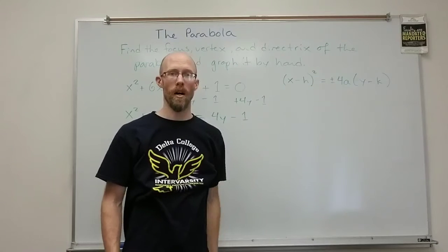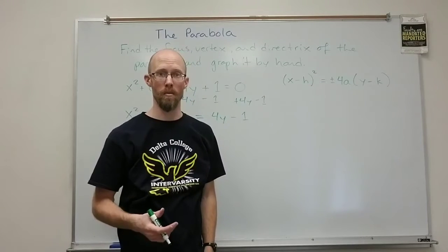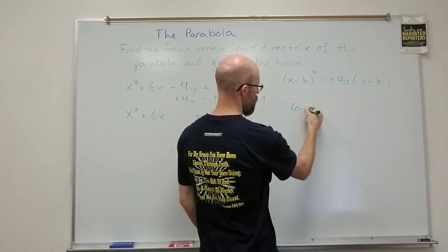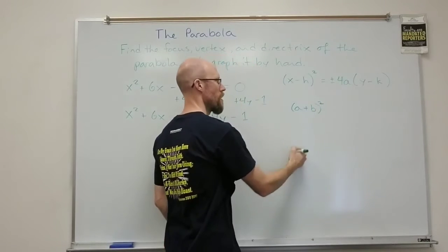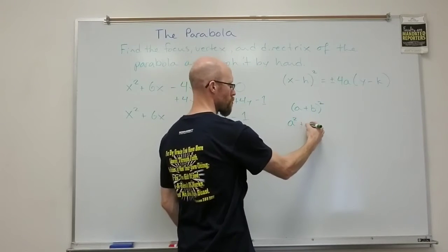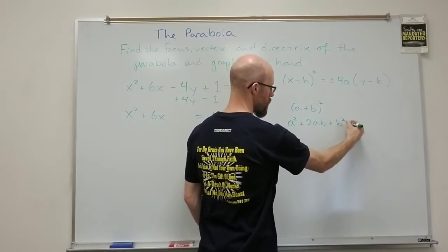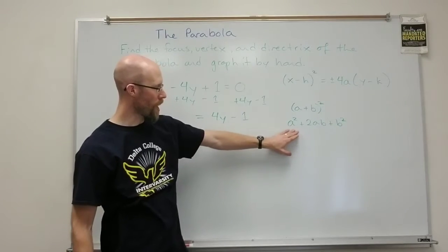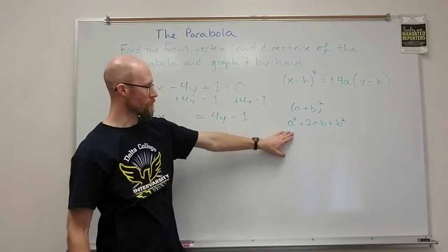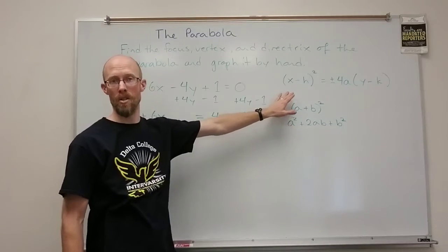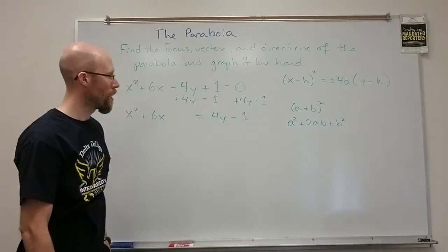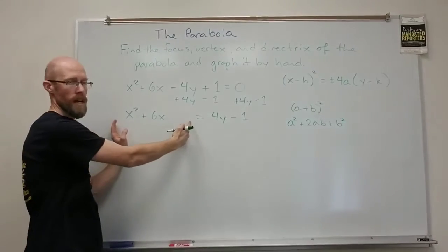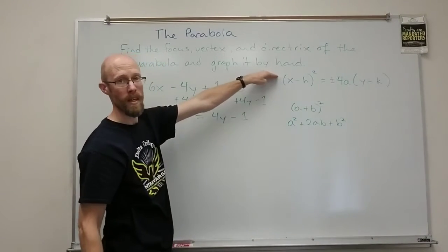You may recall a formula, we call it the perfect square trinomial formula, that says you have a quantity a plus or minus b squared, it expands into a squared plus 2ab plus b squared. Potentially you might recall that. And so if you have a trinomial that fits this form, it factors into a binomial squared. So what I want to do is create one of these perfect square trinomials on the left side so that I can factor it to look like this, right?